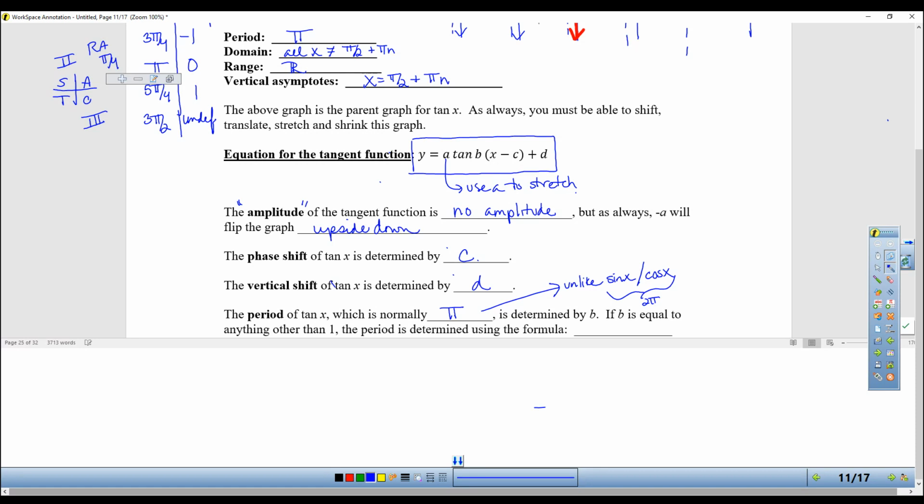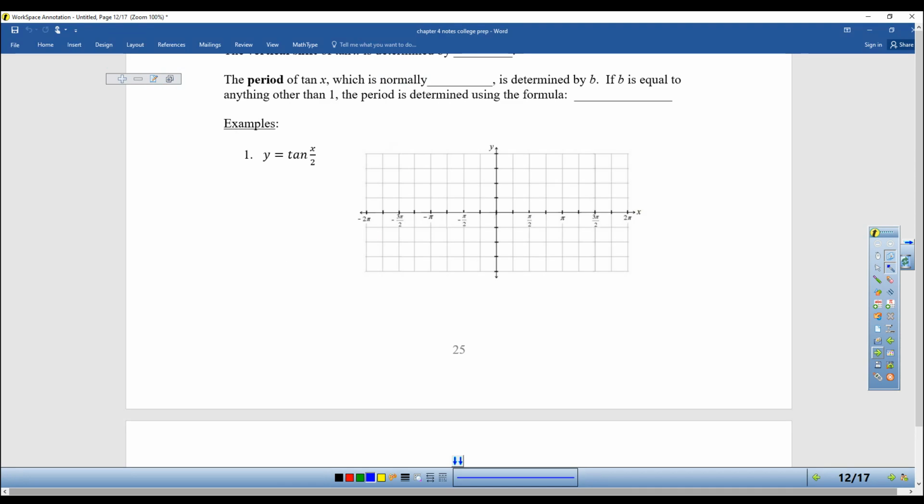But since its normal period is pi, the formula that we're going to use to determine the new period is pi over b. Here, the period was determined by 2 pi, its normal period, over b. For tangent, the normal period is pi, so the formula will be pi over b. And we'll do some examples now to help you really get that. So period is the hardest one, so I'm going to start with period.